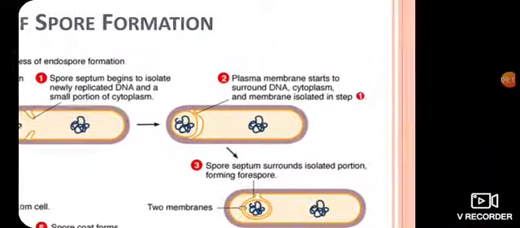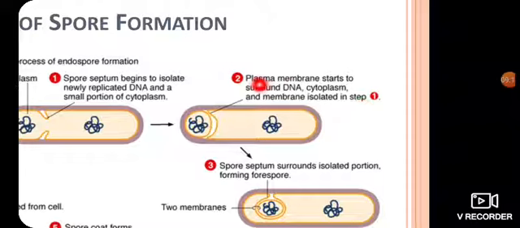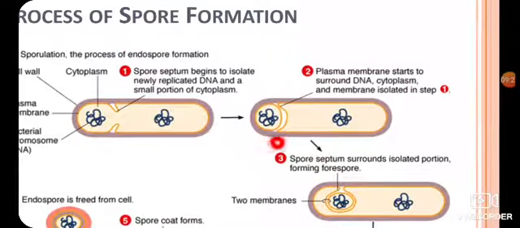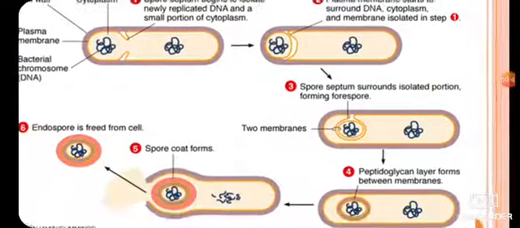Okay, now in the second step, what happened? The plasma membrane starts to surround the DNA, cytoplasm and membrane are isolated in this step. In step number 2, we can easily observe the budding part is isolated from the basic part of the cell. Now here it is properly surrounded by cytoplasm and it has the DNA. So this is the second process, simply the formation of a second area.